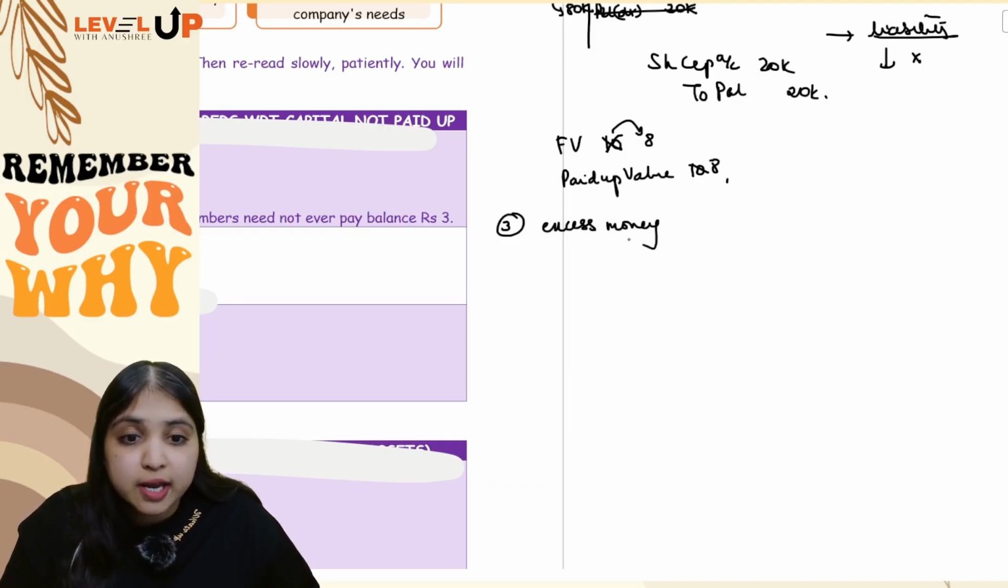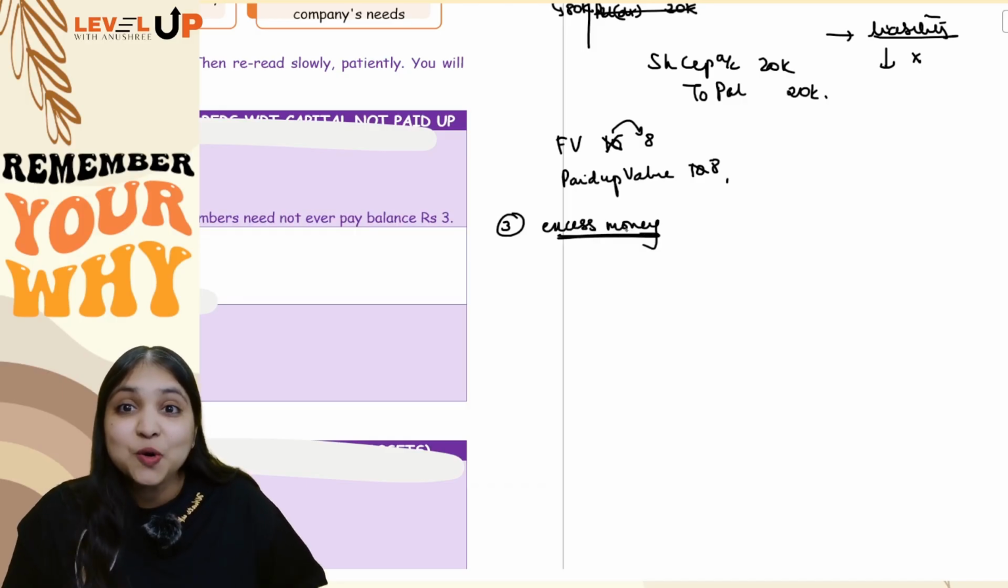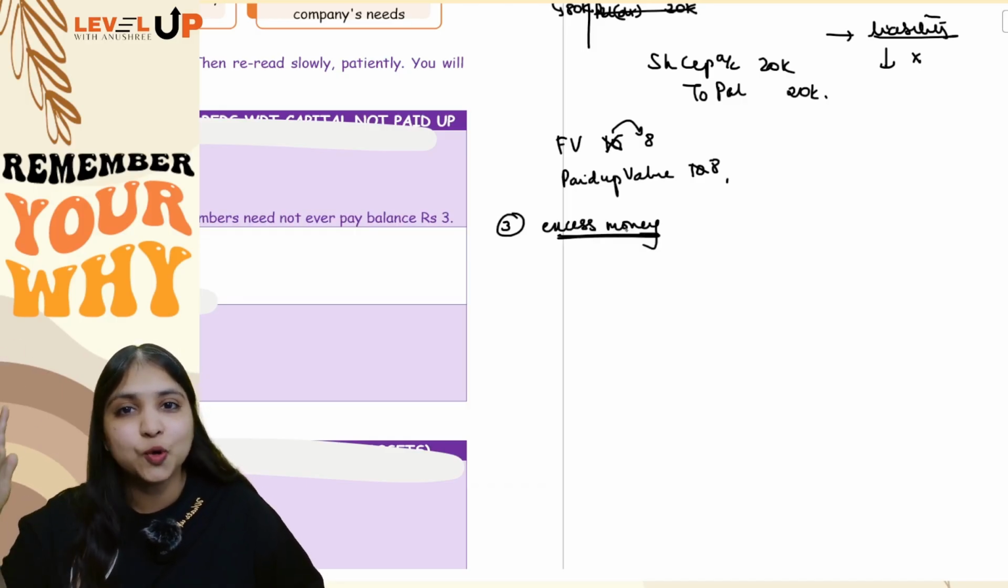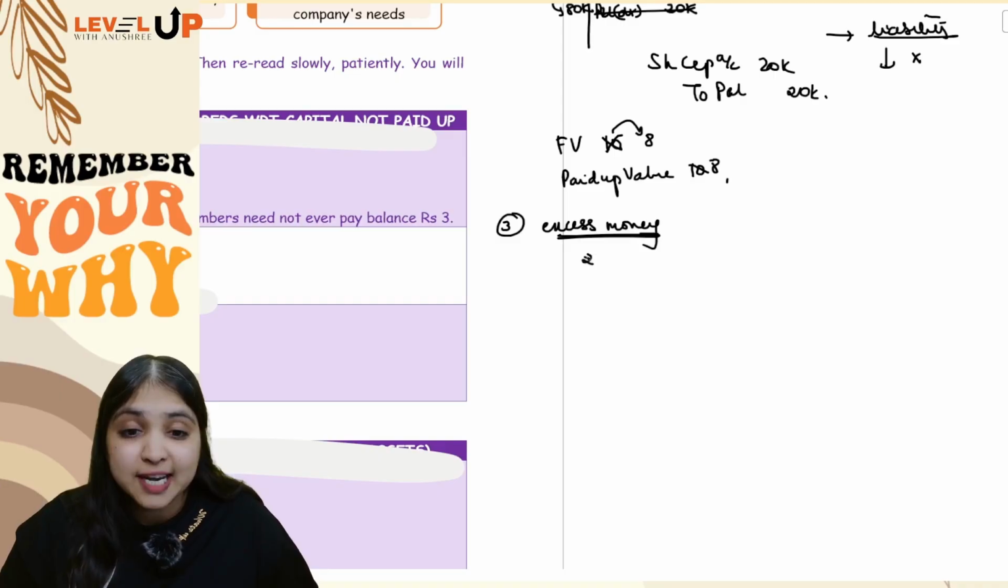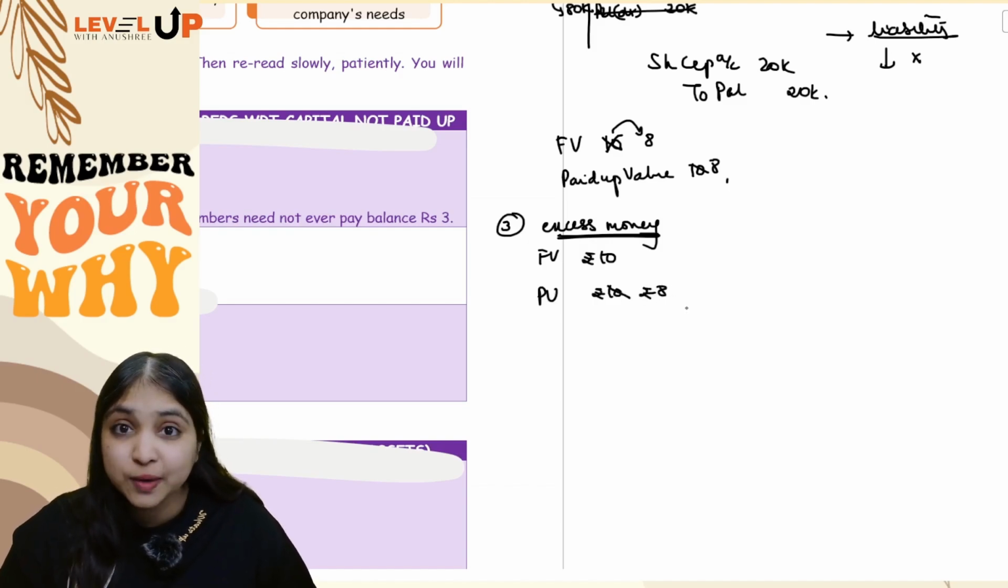Company is saying, oh shareholders, you have given me so much money. Money everywhere. What do I do with so much money? Let me return 2 rupees back to you per share. So let's say it was a 10 rupees share, and let's say the full 10 rupees was paid up. Company saying, I'm going to return 2 rupees back to you. So paid up value will reduce to 8 rupees, guys.